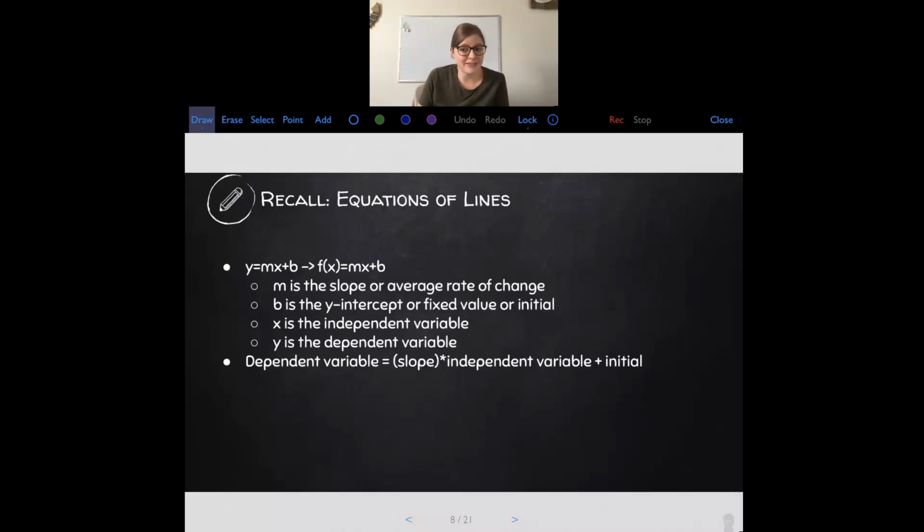So what that means is we can rewrite y equals mx plus b as our dependent variable, which is y, slope, which is m, independent variable, which is x, and our initial value, which is b. So this way of thinking about y equals mx plus b can be super helpful for application problems.